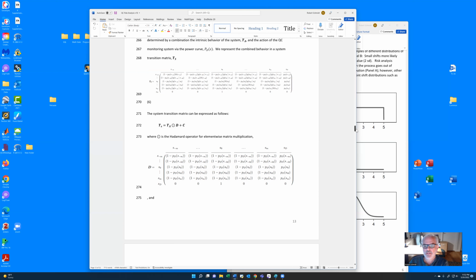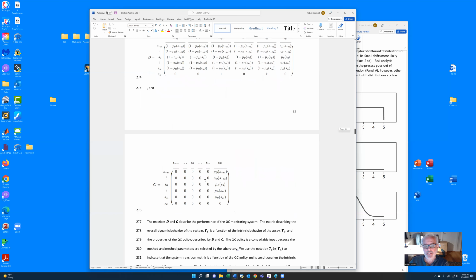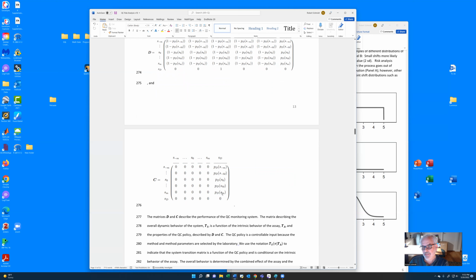It's kind of messy, but I think it's important to recognize that the behavior of the system, the transitions that happen, are determined by the behavior of the assay alone, plus the overlying influence of the quality control system, which is given in these matrices D and C. So you can see that D depends only on the probabilities of detection, which is just from the power curve, and C also just depends on probabilities of detection.